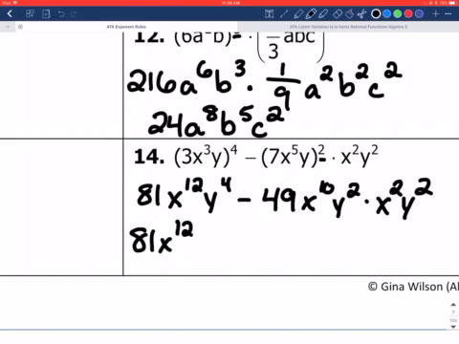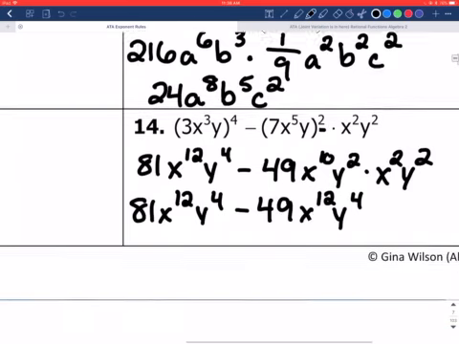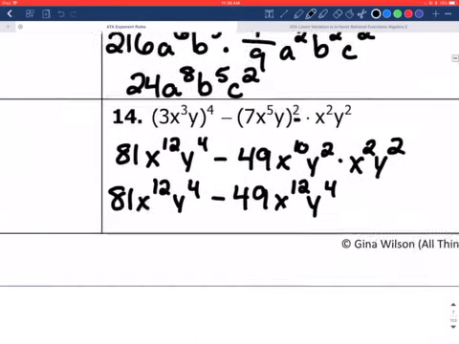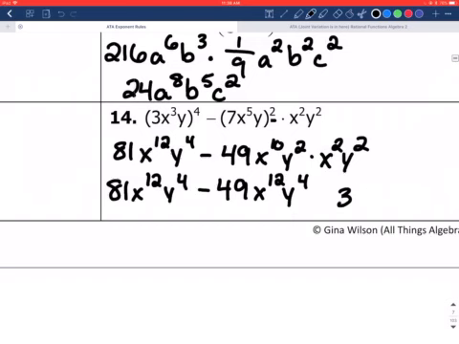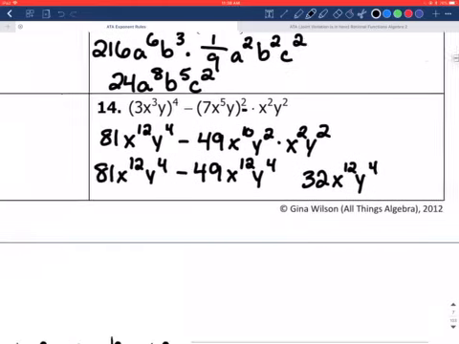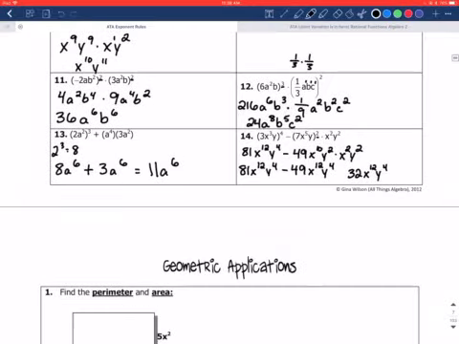So 81 x squared y to the 4th stays the same. 49 x, we will add the 10 and the 2, make it 12, and add the 2 and the 2 and make it 4. So now we know when we're combining like terms, they have to have the same variables and the same exponents. Here they do, so we just do 81 minus 49, which will give me 32, and we keep the exponents and the variables the same. So that is your final answer there.